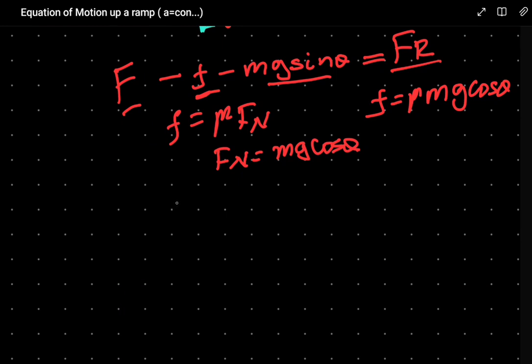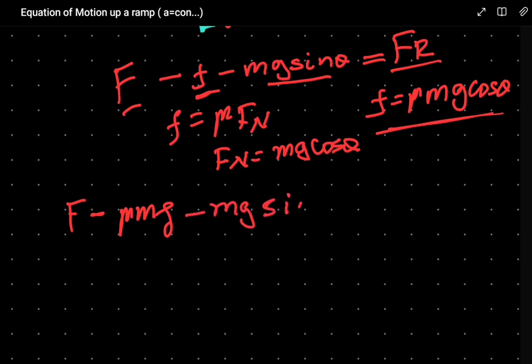So instead of the friction, we are using this expression. So the equation of motion is going to be the force applied minus mu times mass times gravity times cosine theta, which is the friction force. We have already derived the expression for that. Then minus the mass times gravity times the sine of the angle gives you mass times acceleration. This is the resultant force.